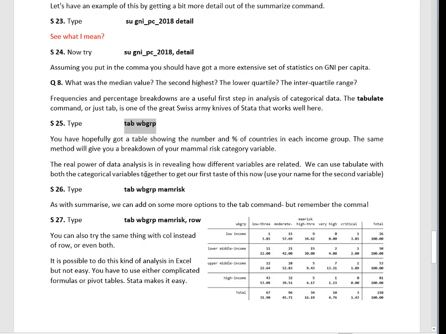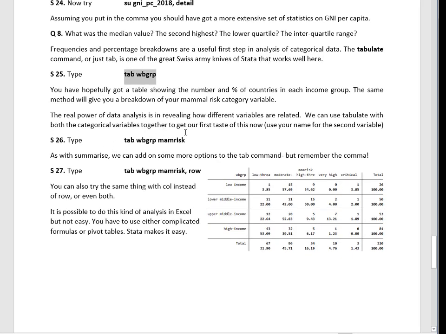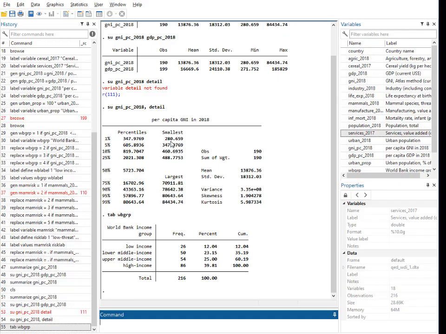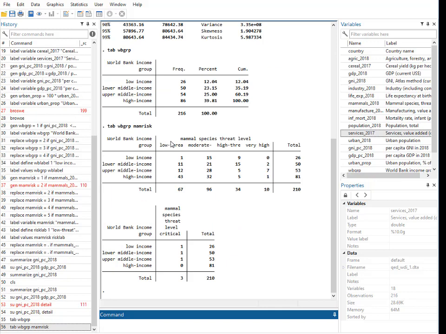So we can start doing that here with the tab command by just putting two variables in. So I'm going to look at the group you're in for income category and the group you're in for this mammals being at risk category. And it'll just do us a nice table. So the first variable is the rows, the second variable is the columns. It just tabulates it.